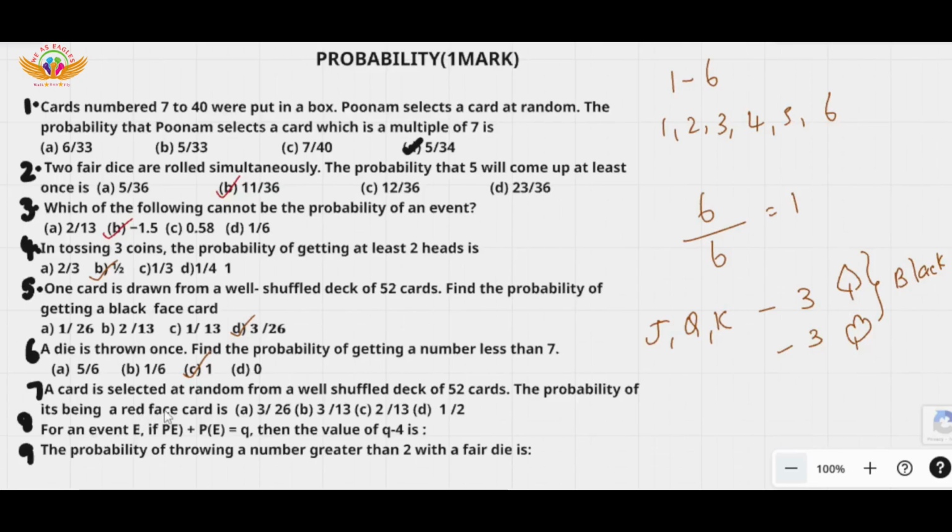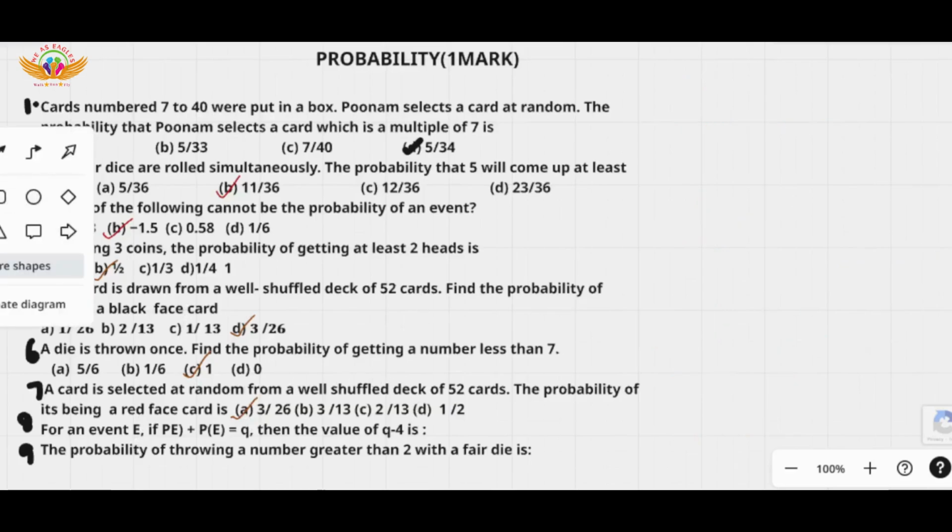But they are asking for red face cards. What are the red face cards? Always remember, a heart resembles the red color. So heart and diamond go to the red color. Heart has 3 face cards, Jack, Queen, King. Again, the diamond has 3 face cards, Jack, Queen, King. So again, it is 6 by 52. That is 3 by 26 is the answer. It's a similar type of question. Here they asked black face card, here they are asking a red face card. Okay, done. Let us move to the next question.